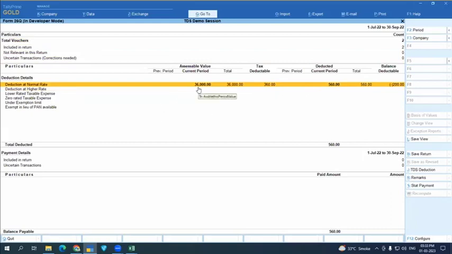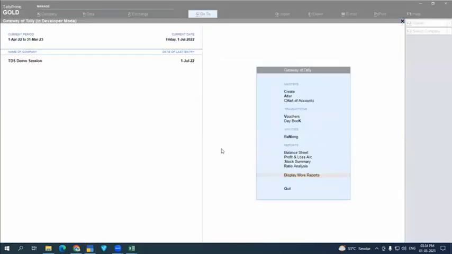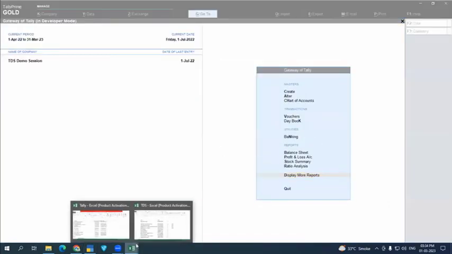36,000 is the bill, 360 TDS is deducted, and the expected TDS was 560. There is a shortage. So let's see what happens. Next one. So I'm completing one by one first.